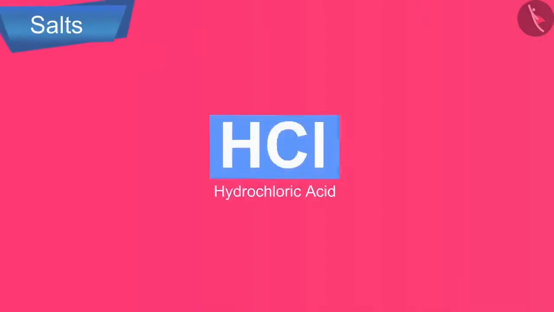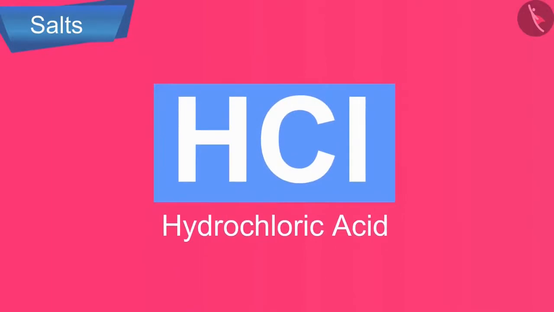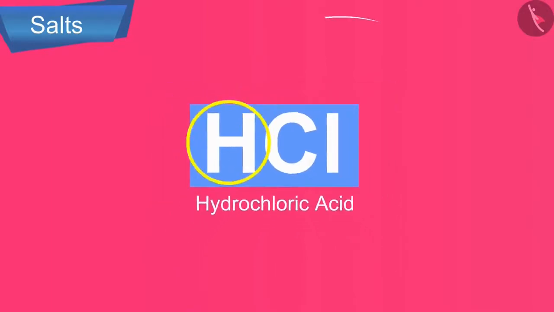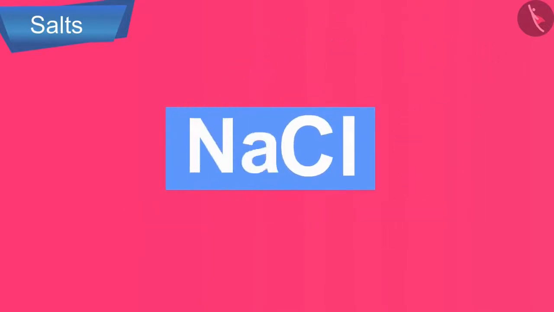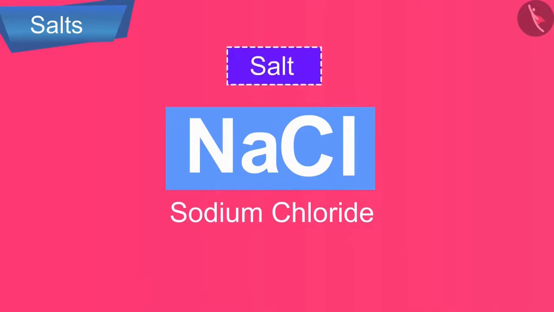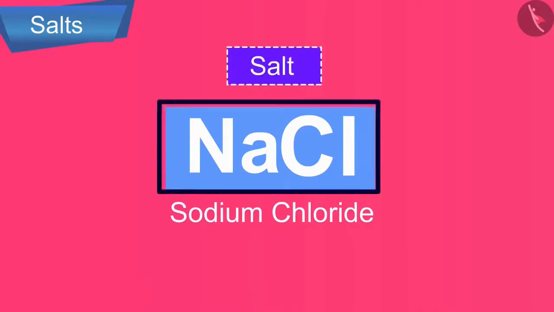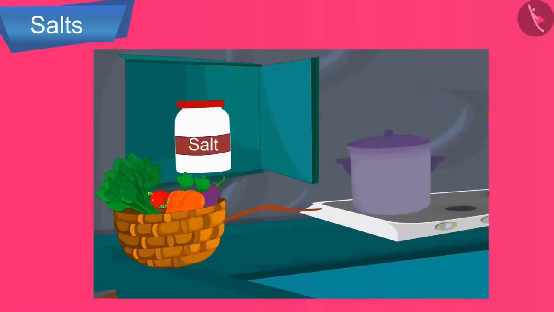Let us understand with the help of an example. Hydrochloric acid is HCl. Now, if we replace the hydrogen of this acid by a metal atom, say a sodium atom, then we will get a salt, NaCl. This is called sodium chloride. It is a salt. This is the best known salt, and it is the same salt that we use in the kitchen, known as common salt.